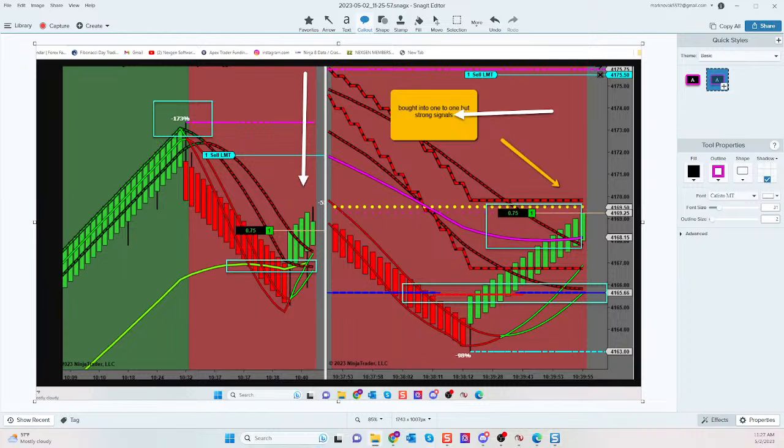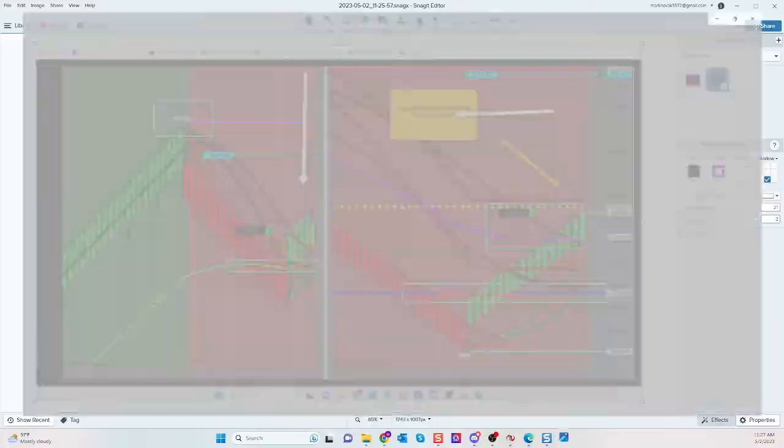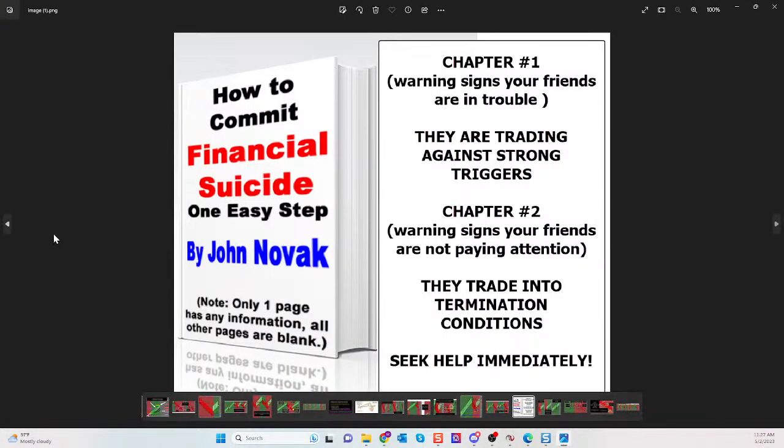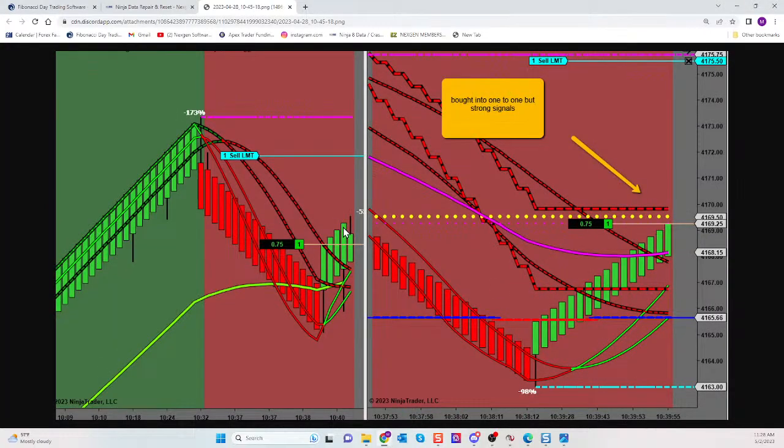And then the second number one super duper, I guess it'd be best advantage number two. I'm going to share the book that John Novak wrote. How to Commit Financial Suicide in One Easy Step. This cracks me up every time. Chapter 1, warning signs that your friends are in trouble. They're trading against strong triggers. So true story, you can use those trigger lines in their strength and just never fight it. Because if they're favorable to continue in the direction of the trend, well, then your odds of success on a long go down dramatically.